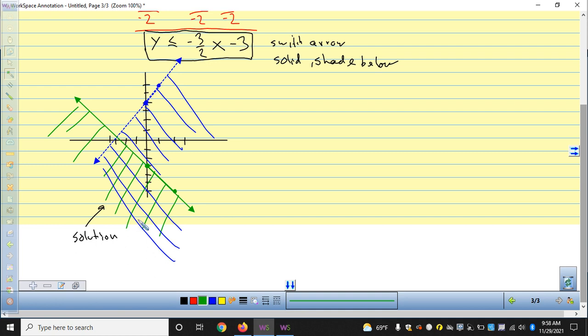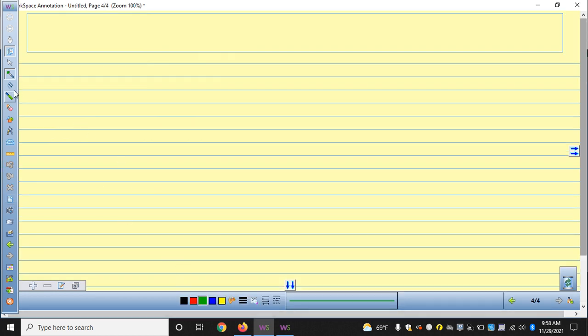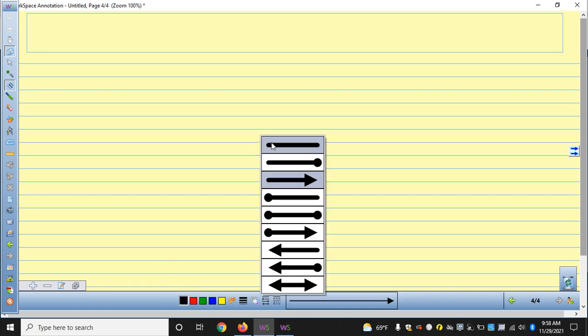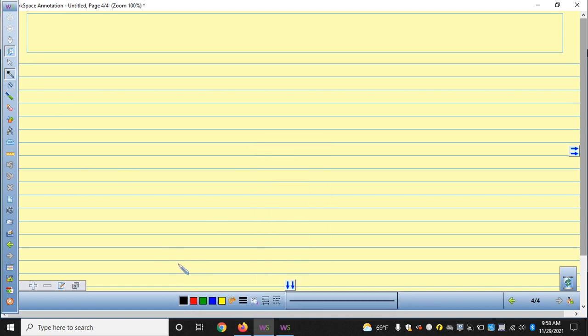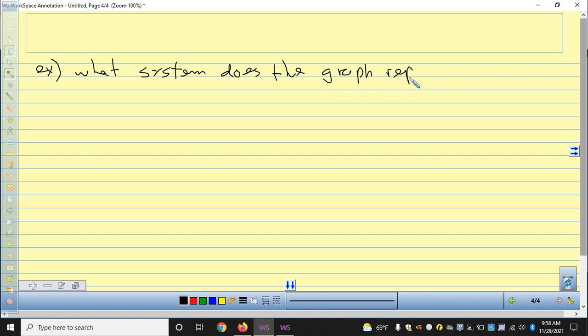All right, I want to look at one example where we're going in reverse. So we did some of these the other day, but I want to look at one with a system where we're doing the problem in reverse. So the question here is, what system does the graph represent? And I'm going to draw a graph here.